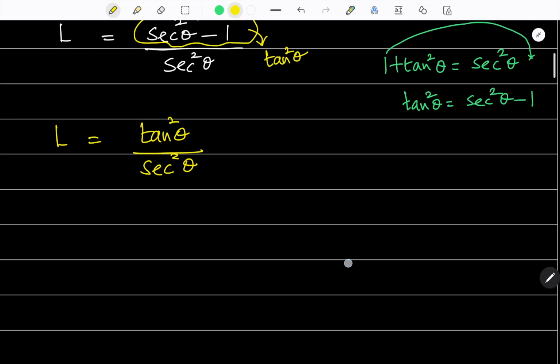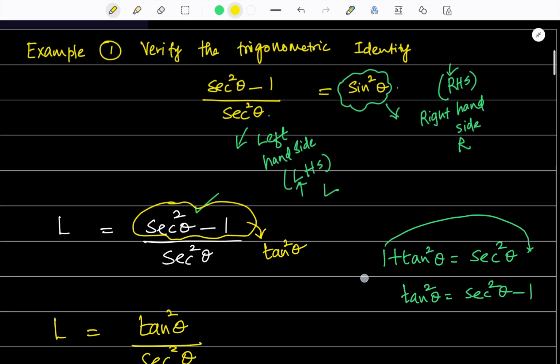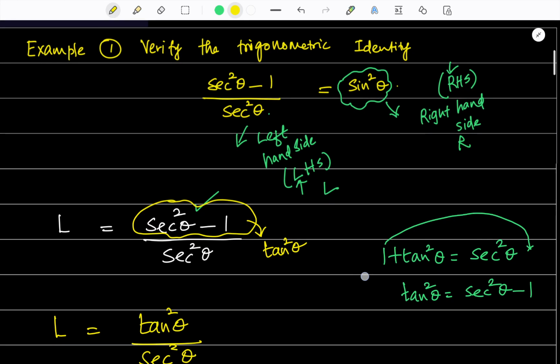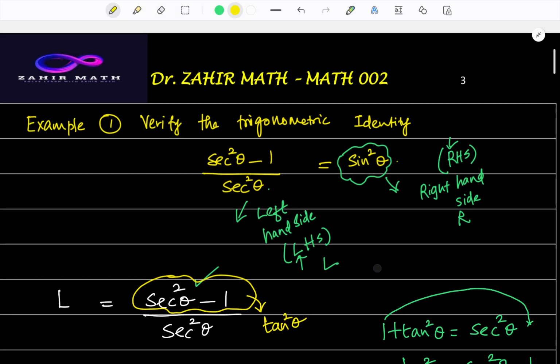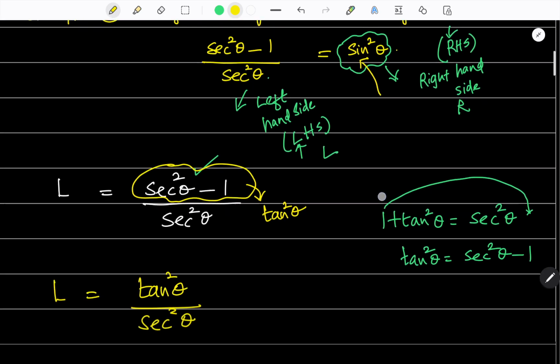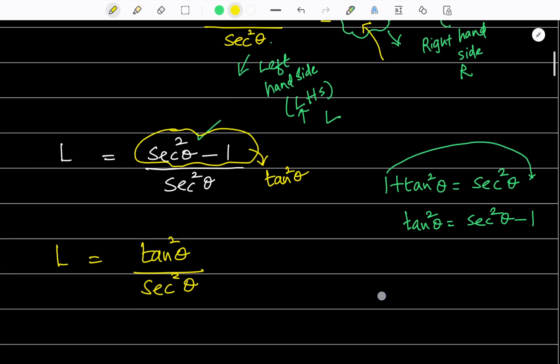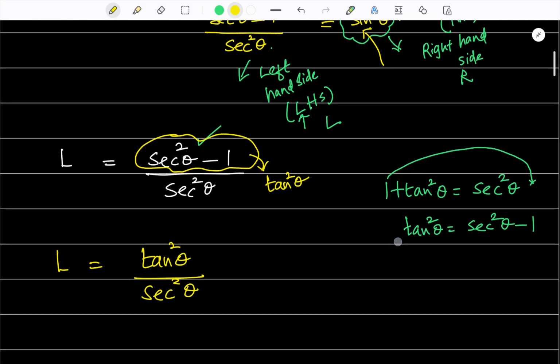Okay, what answer do I need to bring? In 7.1 there is no answer. 7.1 is simplify. Simplify means you need to bring one term in the final answer. But now you have an answer. You have to bring sine square theta. Okay, right. You have to bring what? Sine square theta, right? Okay.